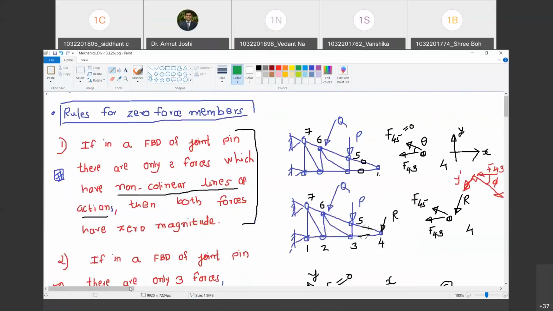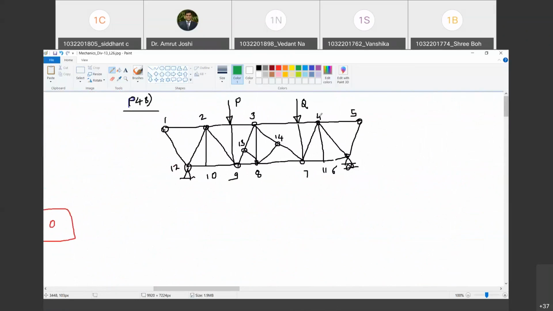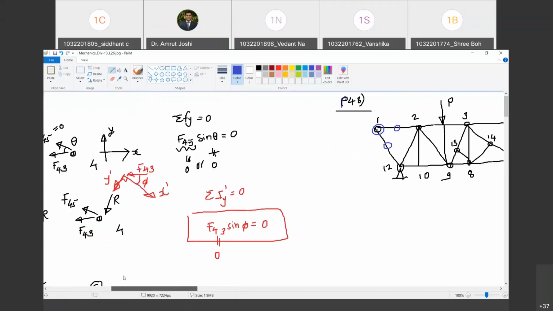So rule number 1 is applicable where? It is applicable at joint number 1 and joint number 5. Happy? Yes, sir. So I will encircle those joints, which indicates that rule number 1 is applicable. What does rule number 1 say? If at a joint, in the free body diagram of the joint pin, there are only two forces and those are non-collinear, then both the forces must be 0. So this is a 0 force member, this is a 0 force member. Do you agree with me? Yes, sir. Happy? Yes, sir.